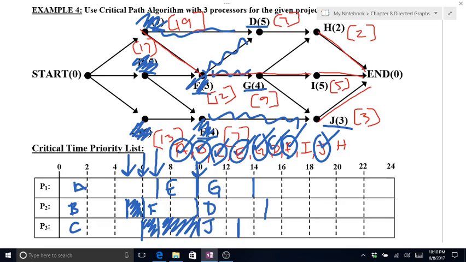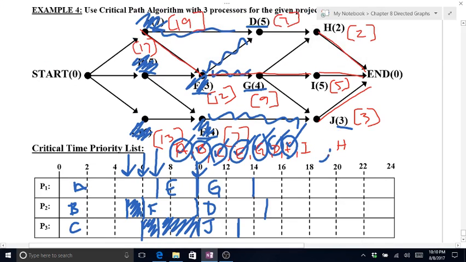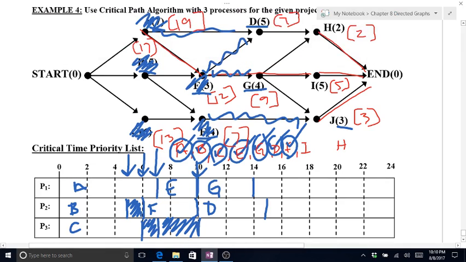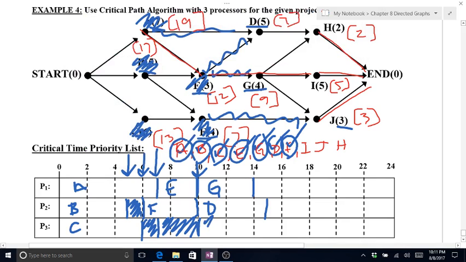The first task done of those 3. Ooh, back that up. J is not ready yet either. Look what leads into J. F and G. So we must idle until G is finished at 14 minutes. We're getting a lazy processor down there.